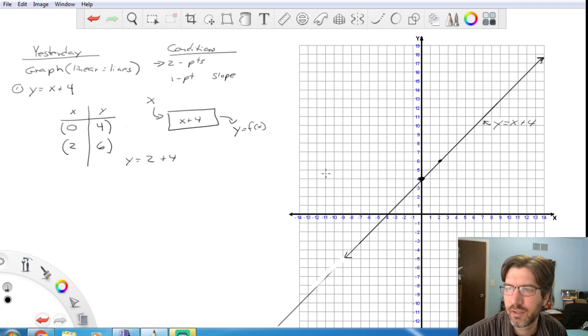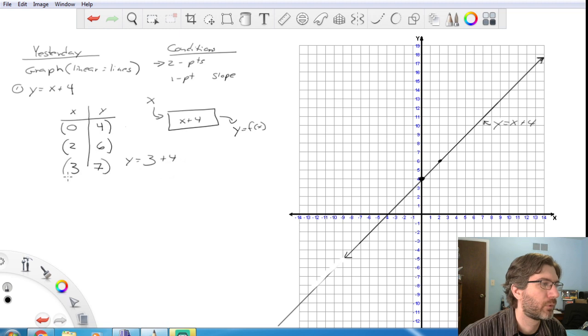Wouldn't you get yes every time if you put in a different input? You'd get y every time. It depends on the input, right? So let's say I put in 3. Then it would be 3 plus 4, and y would equal 7. So my point is 3, 7. I can come over here 3 and then 7. Hey, look, that's on my line. So I already know that's on there.